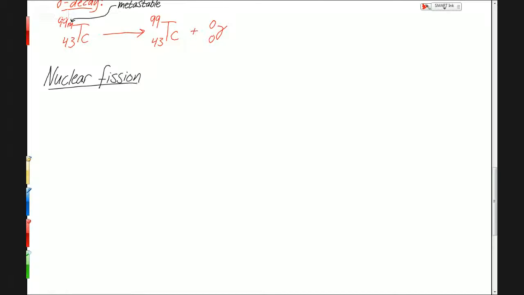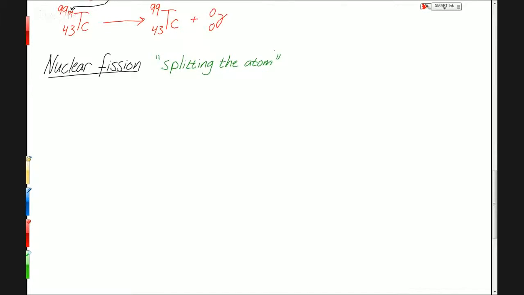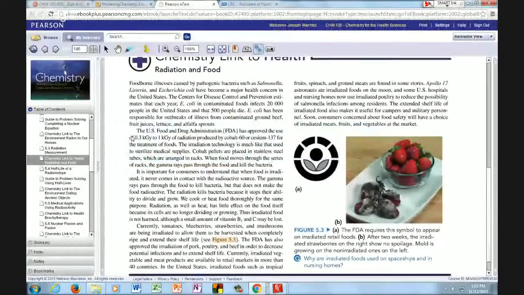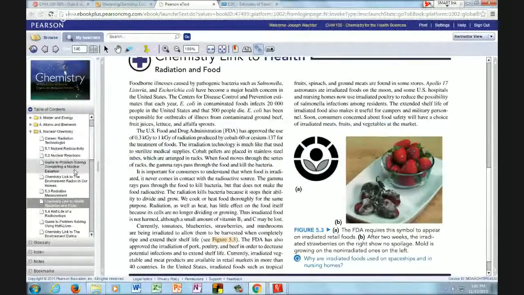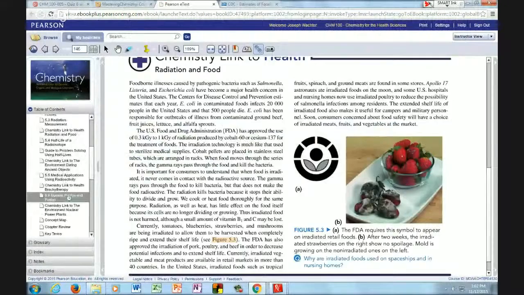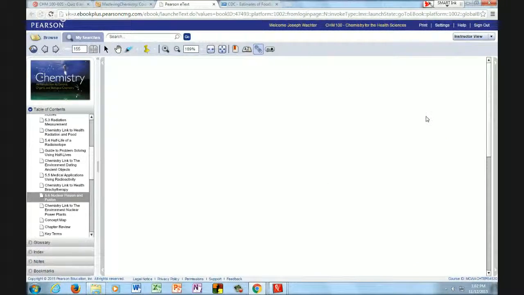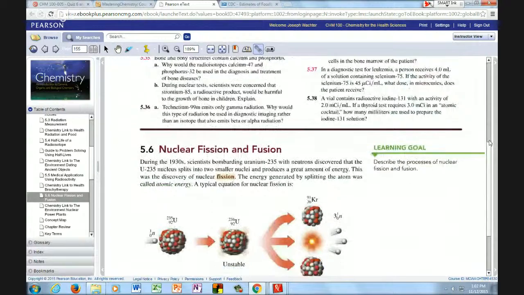Nuclear fission is what most people refer to as splitting the atom. So you're breaking a nucleus apart in fission. And that releases a tremendous amount of energy. And this is the reaction that's used in nuclear power plants and nuclear bombs and stuff like that. So it's got a few parts to it. Rather than draw it out, I want to grab a picture from the book where they have it nicely described here.